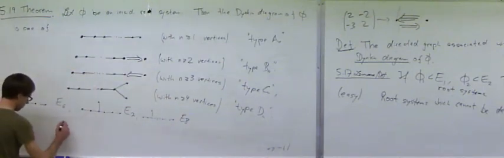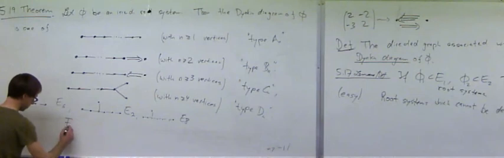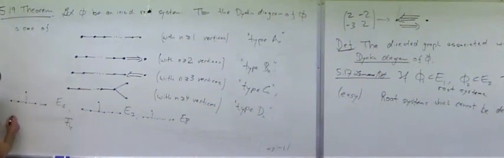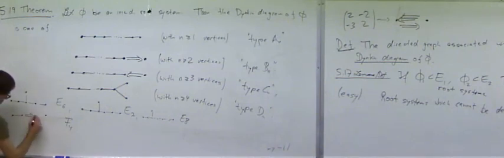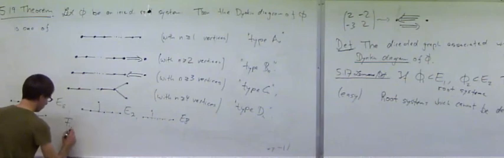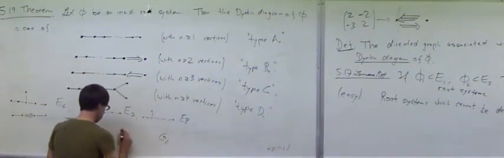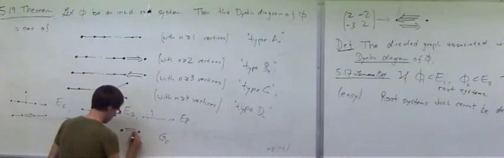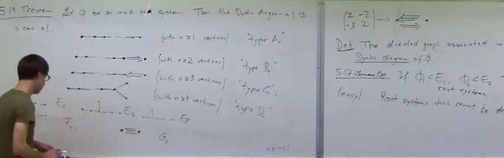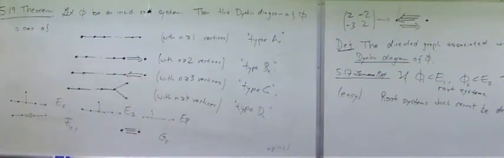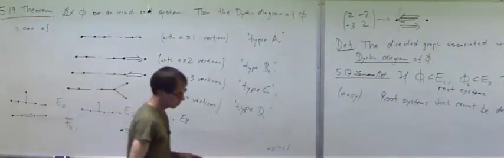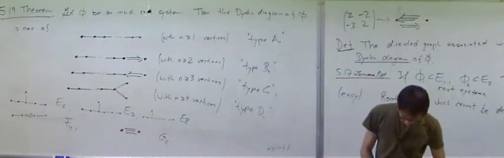Then F, of course, 4. And G2. And that's it. Just check that. E, F, G.